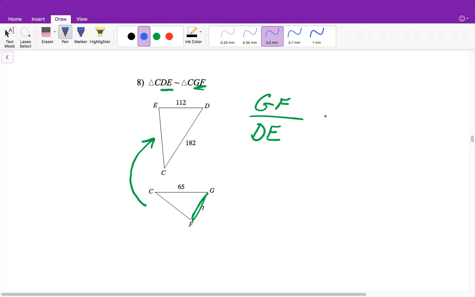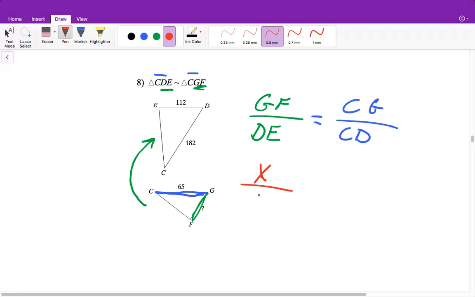All right, then I'm going to say the other ratio. Well, this is the other side that I have for right now. So I'm going to write CG, and I'll see which one that corresponds with. So CG, that corresponds to CD. All right, so I know that my ratios will be equal, and now let me substitute. So GF, we didn't know, so I'll just label an X. DE, we said was equal to 112. CG is equal to 65, and CD is equal to 182.